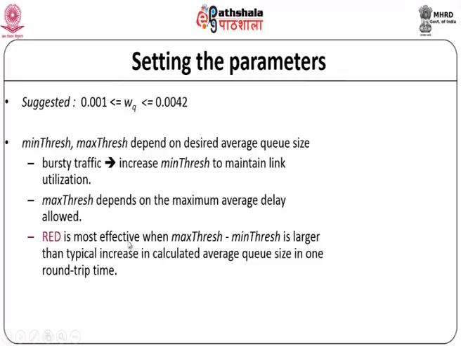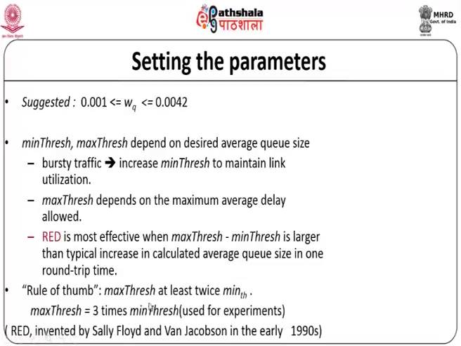Normally RED is considered to be very effective when the difference between max threshold and min threshold is larger than the typical increase in the calculated average queue size in one round trip time. That is, whatever increase I expect in one round trip time, my max thresh minus min thresh should be greater than that. Then RED turns out to be pretty effective. The rule of thumb normally used is that the maximum threshold is about 3 times the min threshold. RED, by the way, was invented by Floyd and Jacobson in the early 1990s, and they came up with some guidelines for these things.